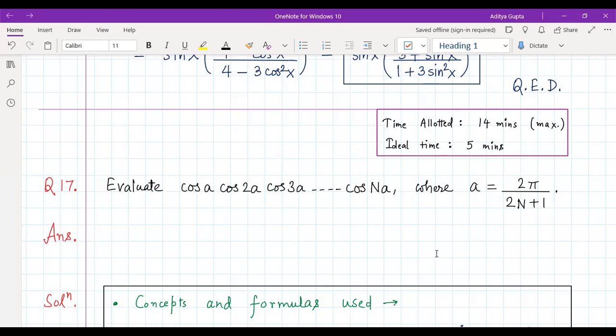The maximum time allotted would be 14 minutes for this question. Ideally, you should try to do it within 5 minutes. So you can pause the video, give the question a try, and then return back to have a look at the solution. So I hope you all have tried it out.